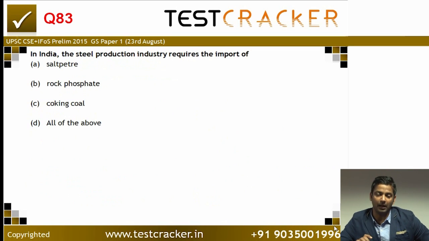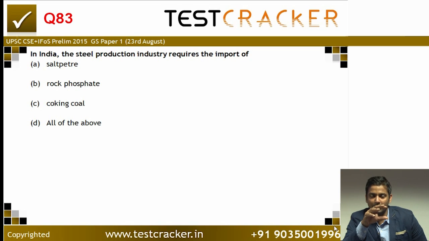Now 83, steel production industry requires the import of saltpeter, rock phosphate, coking coal, all of the above. What will immediately strike you is that we definitely import a lot of coking coal, and the other thing will be that we need the other 2. Surely we need them for steel production.